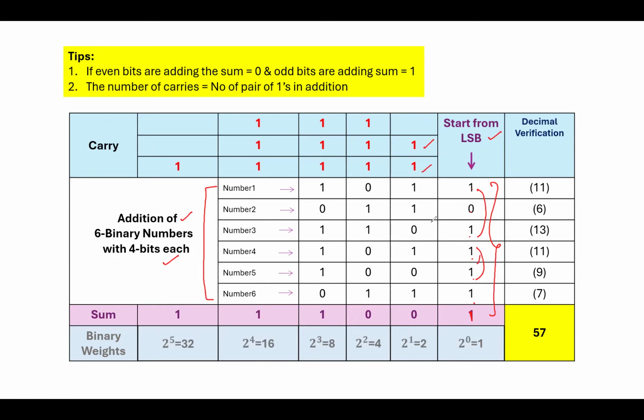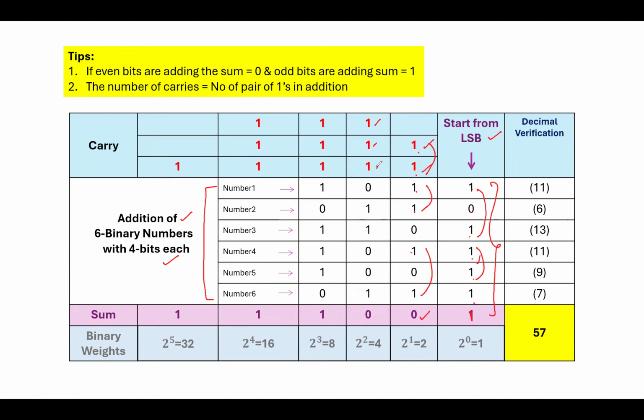Including carries, we should add all these bits. 1, 2, 3, 4, 5, 6. Even number of ones. So that the sum is 0. First pair, this is second pair, these two are another pair. So 3 pairs of ones are there, so that 3 carries are added.